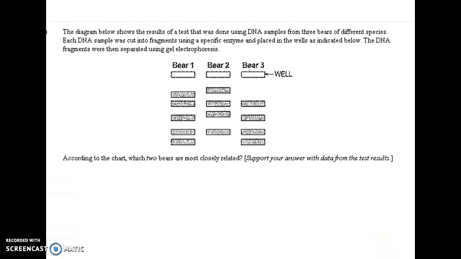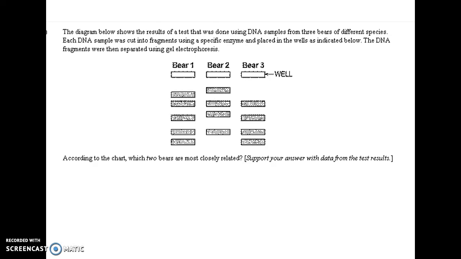Alright. So these questions are on the back of your paper. The diagram below shows the results of a test that was done using DNA samples from 3 bears of different species. Each DNA sample was cut into fragments using a specific enzyme and placed in the wells as indicated below. The DNA fragments were then separated using gel electrophoresis. According to the chart, which 2 bears are most closely related?